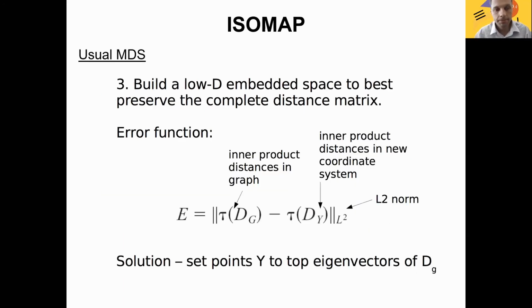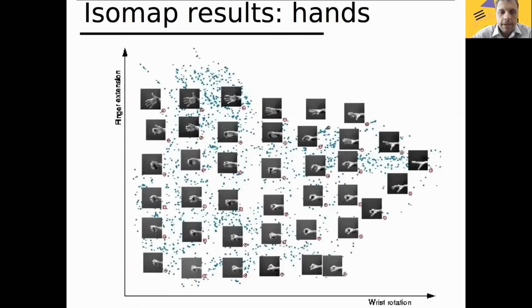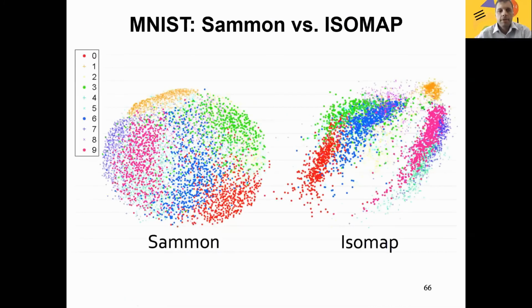And that's it. So we try to find such a lower dimensional space Y, such that the distance matrix in this space Y can accurately approximate the distance matrix calculated using this graph of points. And here is the result we get when we apply this method to MNIST data.